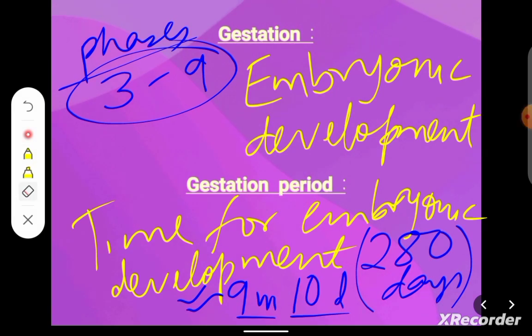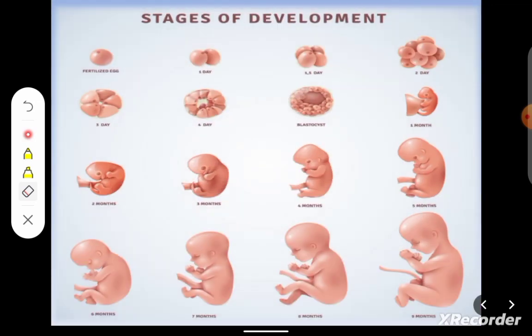Now we are going to see the stages of development, and you can have a look at this picture for the next 5 seconds. Just have a look at it. Okay, so we are done with it.